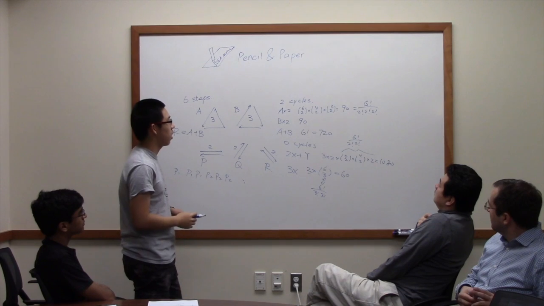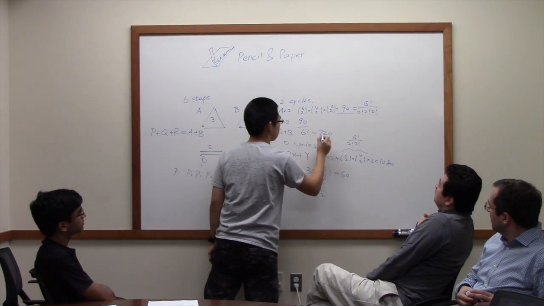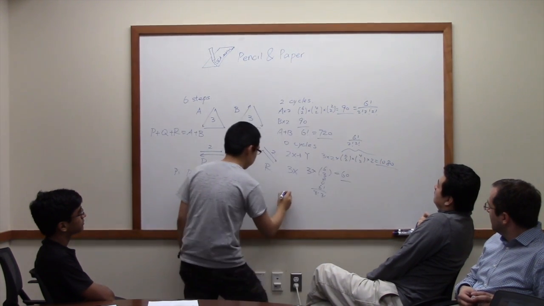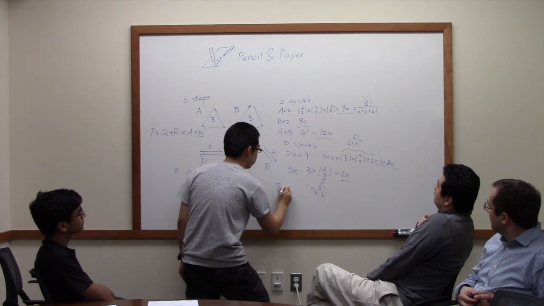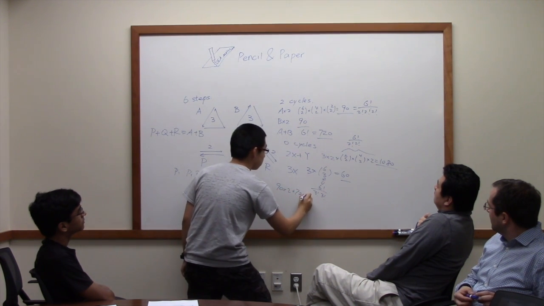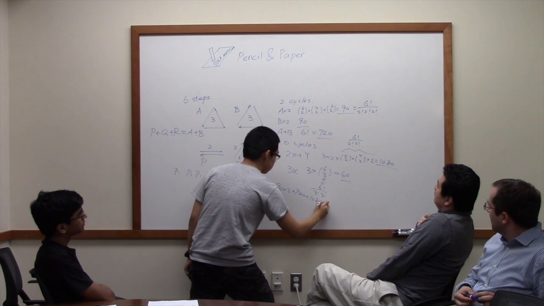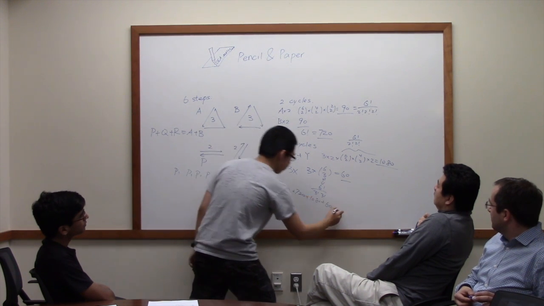So now it remains to add all these cases, which gives us 90 times 2 plus 720 plus 1080 plus 60. This gives us 2040.